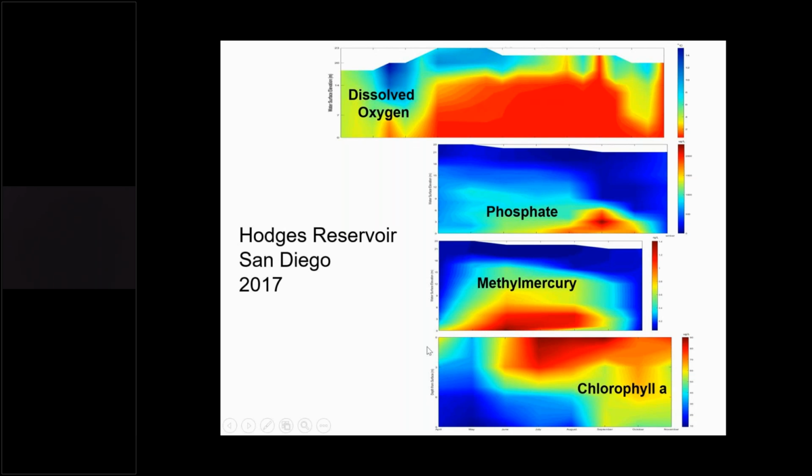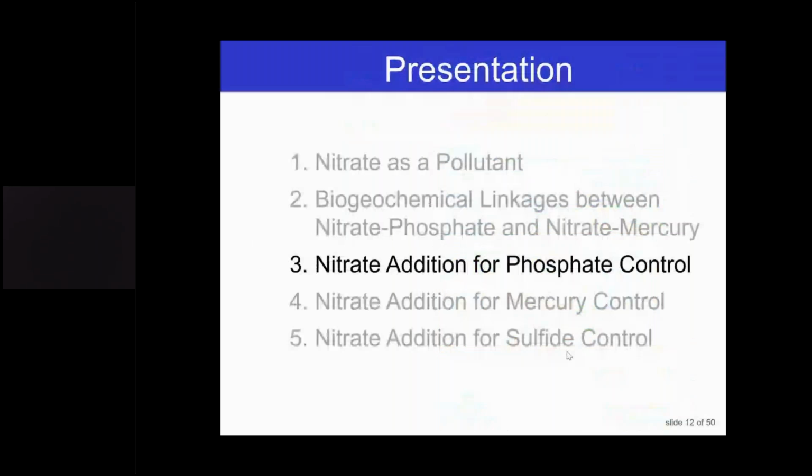There is no external nutrient loading during the summer. So this intense chlorophyll A is being supported by the internal loading of the phosphate, and the methyl mercury is also getting into the food web there. So we see this intimate connection between redox in the bottom water and the internal loading of these pollutants, which tie back to productivity in the surface water and contamination of the biota when we're talking about methyl mercury, which bioaccumulates in aquatic biota. So let's talk about some case studies here about nitrate addition for phosphate control.